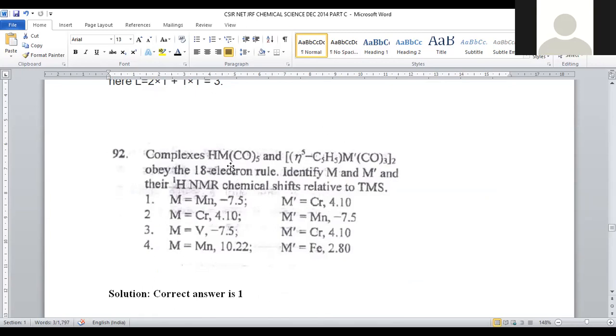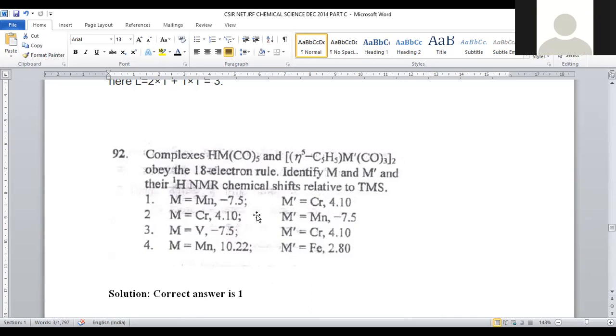So both the complexes are obeying the 18 electron rule. Identify M and M prime and their proton NMR chemical shift values with respect to tetramethylsilane, right? Here two different complexes were given, both obeying 18 electrons. Then which metal is satisfying the 18 electron rule? That metal and metal prime should be predicted from the given options, along with the proton NMR signals of those corresponding metal complexes, right?